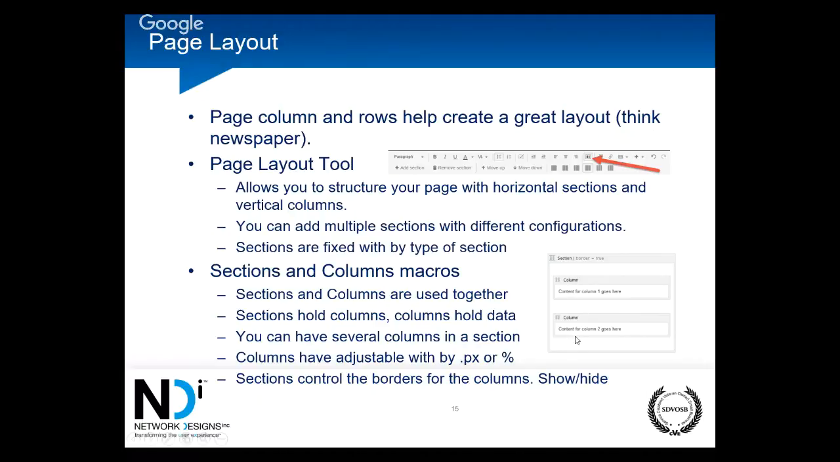So if you added 4, you'd have 4 columns. If you added 5, you'd have 5 columns. You can have as many section macros in there as you want. So in this one, say we've got our 50-50 layout, and in one side we've got 2 sections, each with 2 columns. You'd have 2 sections with 4 columns listed.